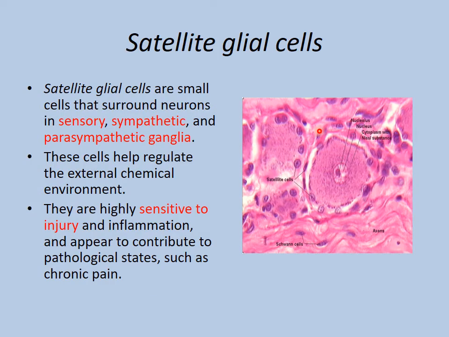Now, another type of the glial cells in the peripheral nervous system are the satellite cells. Here you can see them clearly visible around the neurons. Satellite glial cells are small cells that surround the neurons in the sensory, sympathetic, and parasympathetic ganglia. These cells help to regulate the external chemical environment, and they are highly sensitive to injury and inflammation and appear to contribute to pathological states such as chronic pain.